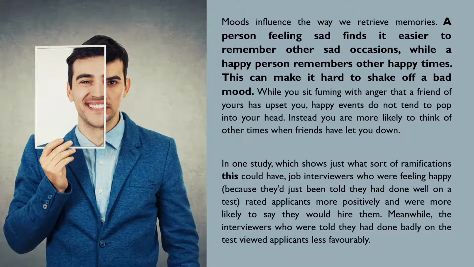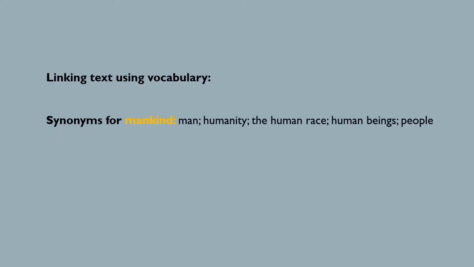It refers to this section in bold about how it can be difficult to shake off a bad mood once you're in one. In the same way that we use grammatical techniques to avoid repetition, we also do this in our choice of vocabulary when we write. So, for example, in a text about the beginnings of civilization, to avoid repeating the word mankind, we might use synonyms such as man, humanity, the human race, human beings or people.